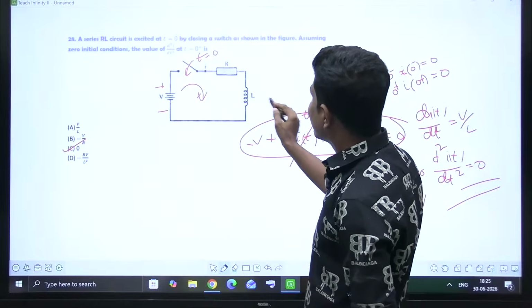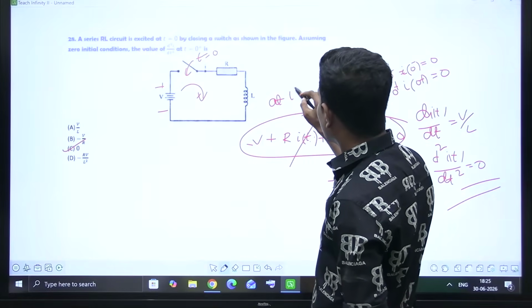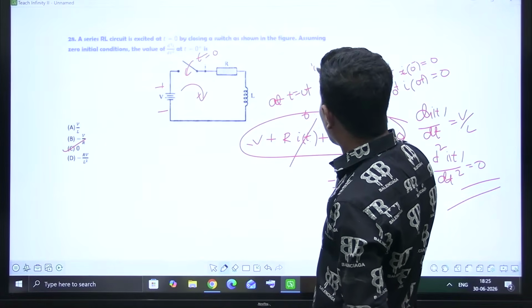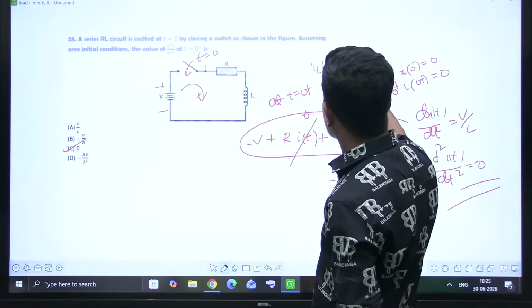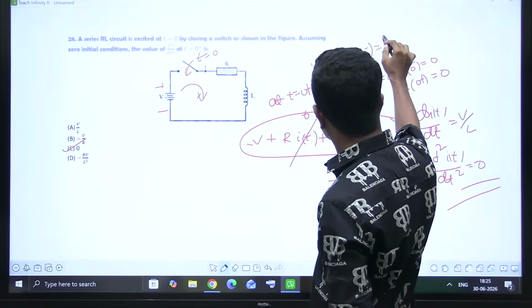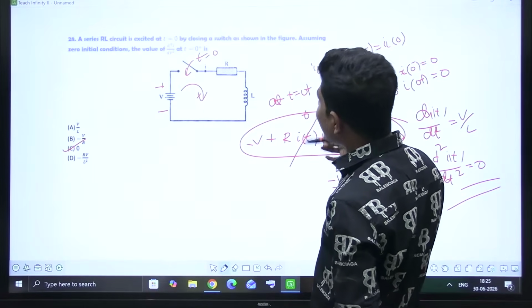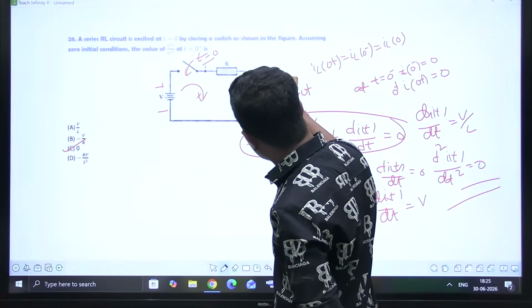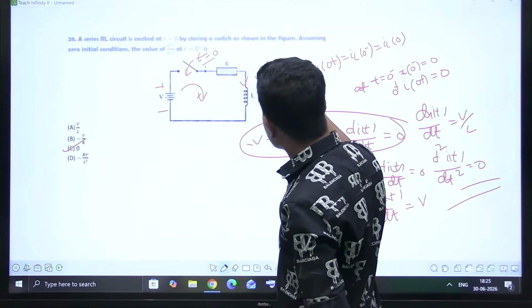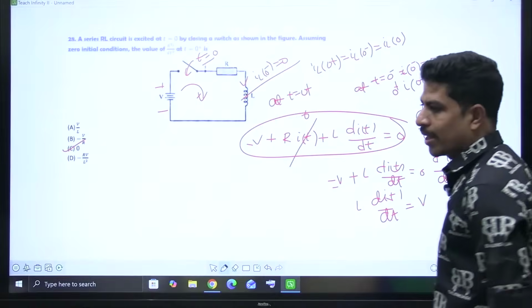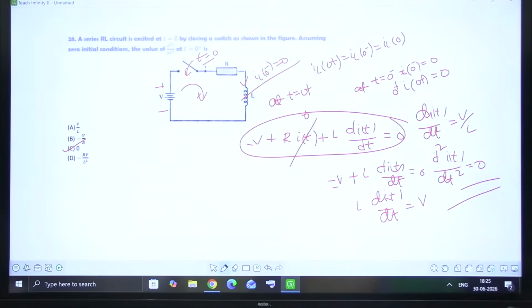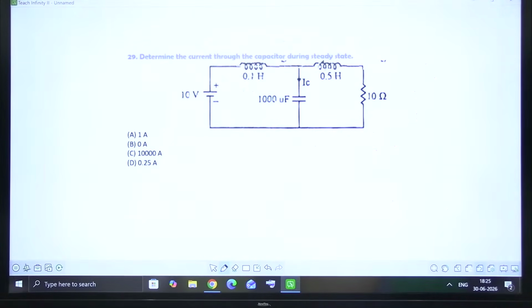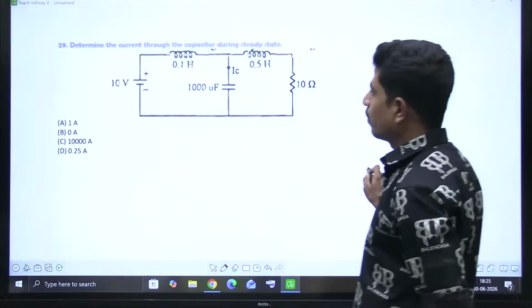Why? Because he's asking everything at t is equal to 0 plus. At t is equal to 0 plus, IL of 0 plus is equal to IL of 0 minus is equal to IL of 0. He is saying the switch itself is closed at t is equal to 0. Before closing the switch, the current is 0. Right? The answer is 0. Try this question, please, all of you.